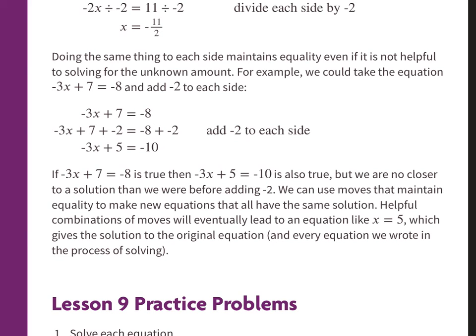We can use moves that maintain equality to make new equations that have the same solution. Helpful combinations of moves will eventually lead to an equation like x equals 5, which gives us the answer.